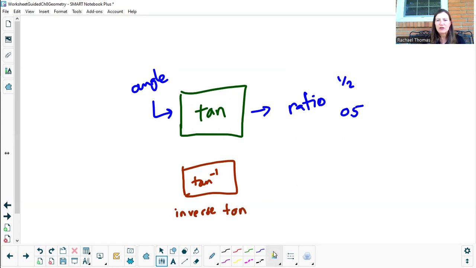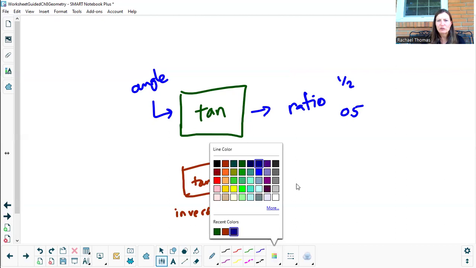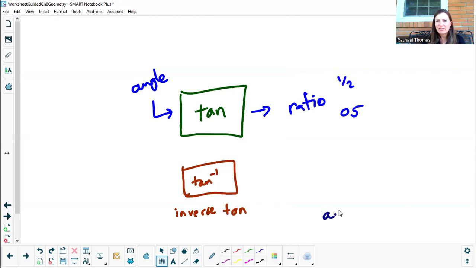You might even know, if you're talking to an older teacher, an older student, arc sine, arc tangent. Putting the three letters ARC in front of the word sine, cosine, or tangent also indicates this kind of like backwards thing we're going to do.